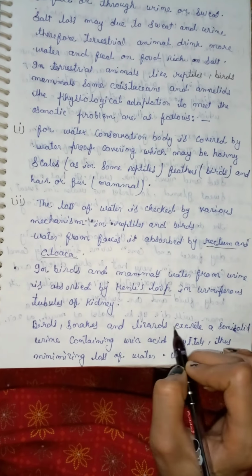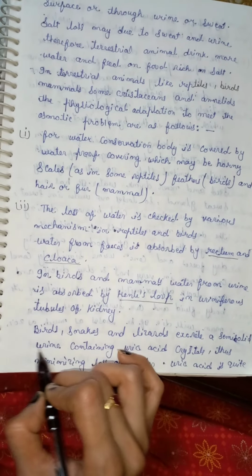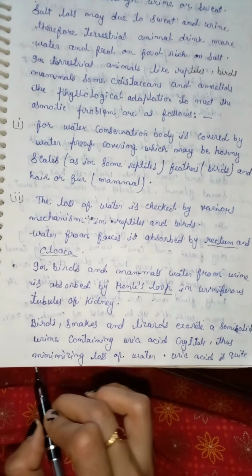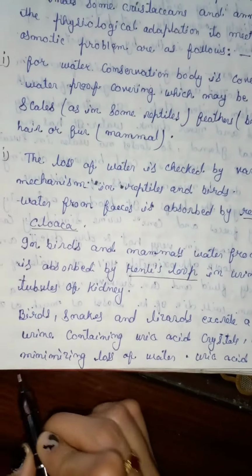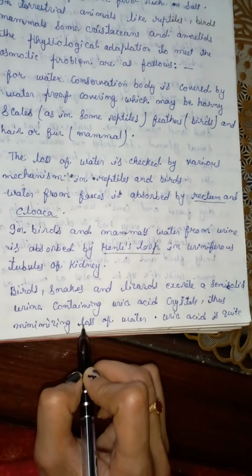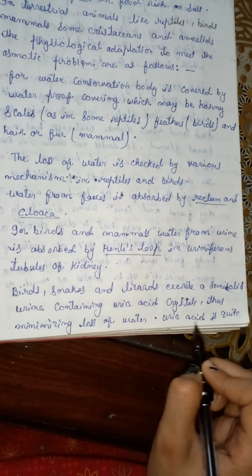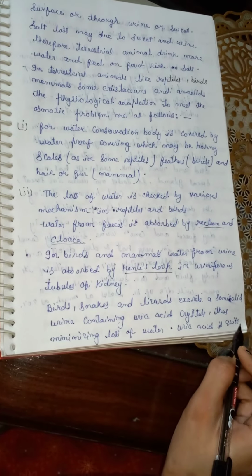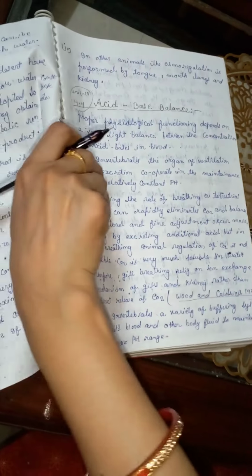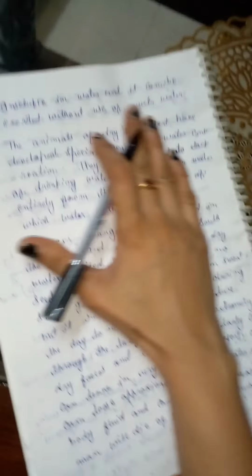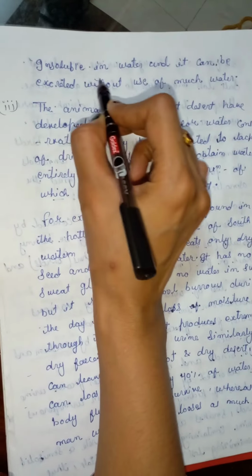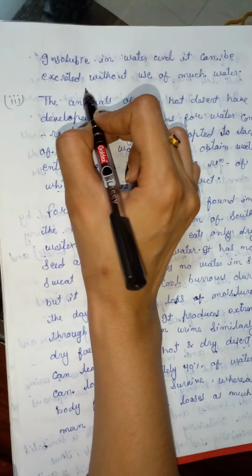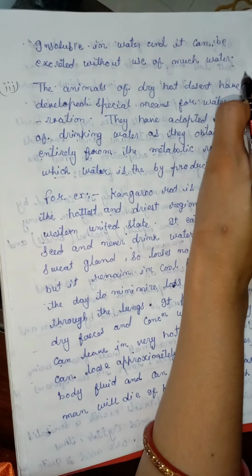Birds, snakes, and lizards excrete a semi-solid urine containing uric acid crystals, thus minimizing loss of water. Uric acid is quite insoluble in water, and it can be excreted without use of much water.